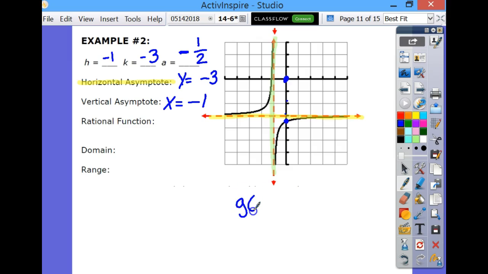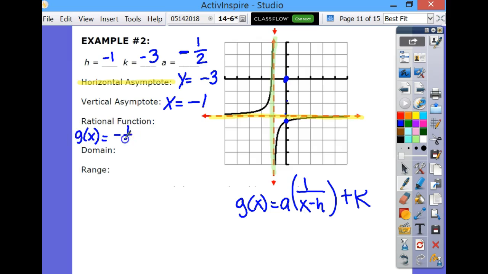Once again, I am going to fill in this transformation equation. This is negative 1/2, 1 over x plus 1 minus 3. This is a minus 1. When I put it into the equation, it changes signs.